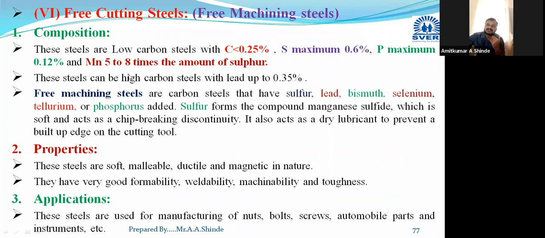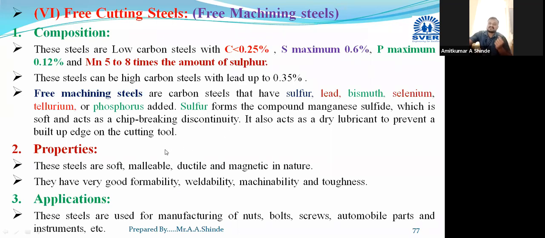And if you have considered the high carbon steel, then we are adding lead up to 0.35%. Now, why are we adding lead in high carbon steel, or in low carbon steels, why are we adding manganese?